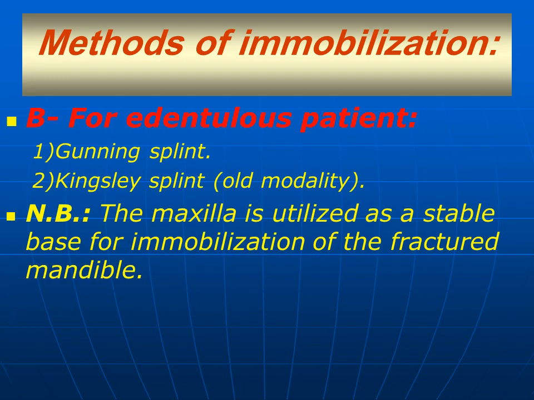For edentulous patients, we have two types, the Gunning splint, which is later modified to the modified Gunning splint, and the Kingsley splint, and this Kingsley splint is a very old model. It has to be noted that the maxilla is utilized as a stable base for immobilization of the fractured mandible. When I have a fractured mandible, I will use the maxilla as a stable base to hold the mandible until healing of the fracture occurs.